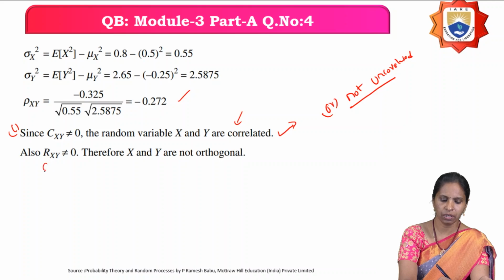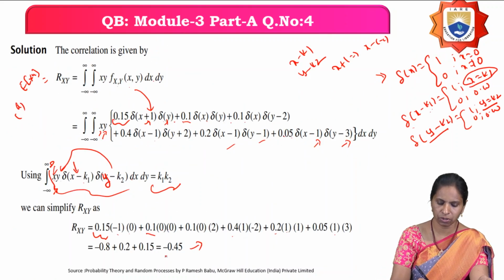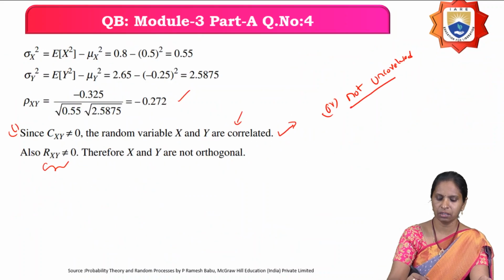Since the correlation Rxy is not equal to 0, you can say that x and y are not orthogonal. What is Rxy? You have here the correlation value minus 0.45. Since that is not equal to 0, you can say that they are not orthogonal.